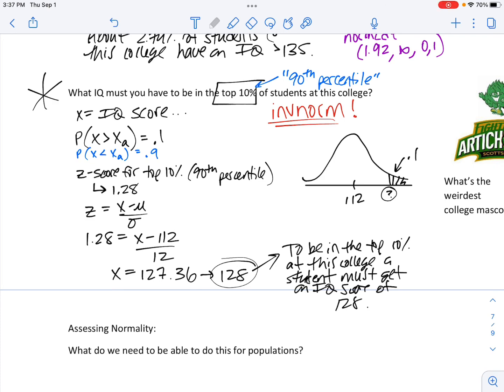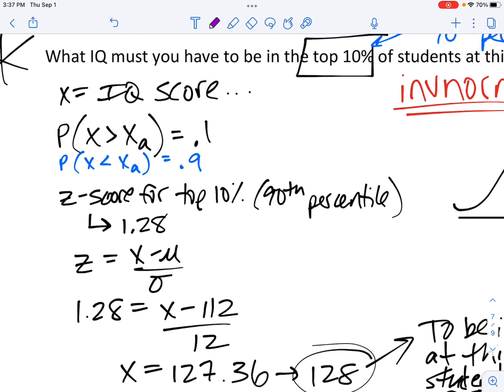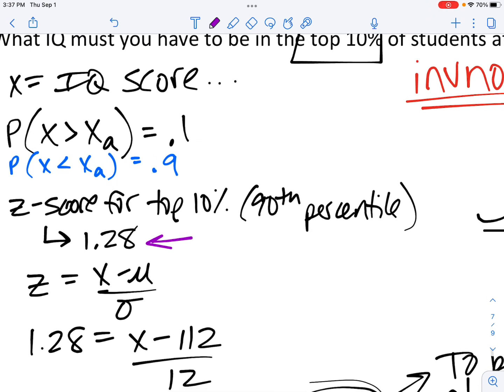How can I find this number in the calculator, 1.28? So inverse norm. I told you how to find that in the table. If you need to rewind and watch it again, go ahead and do that. But inverse norm, which is in the same exact spot of your calculator where normal CDF is, if you want to find the z-score, which the z-score is important to find, you have to show the z-score in this to get full credit for showing all the work.